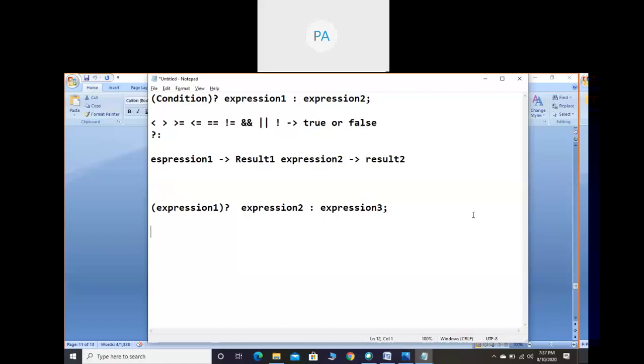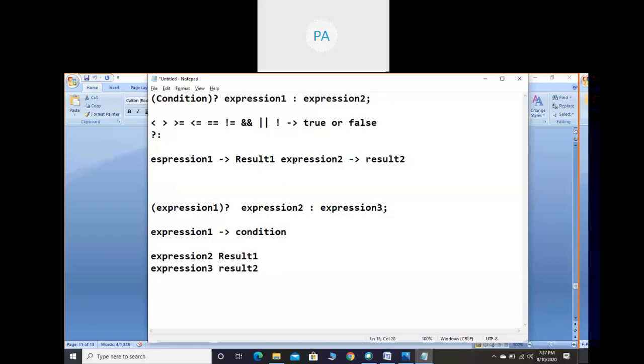So expression 1 is nothing but a condition. Coming to expression 2, it's the same: expression 2 is result 1. And here expression 3 is result 2. You can write it in any syntax, but you should understand this.